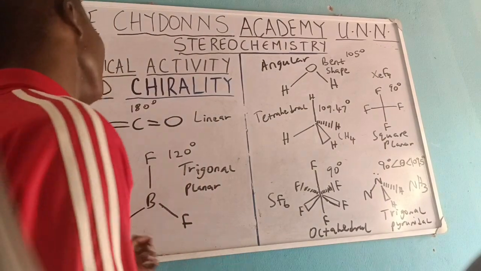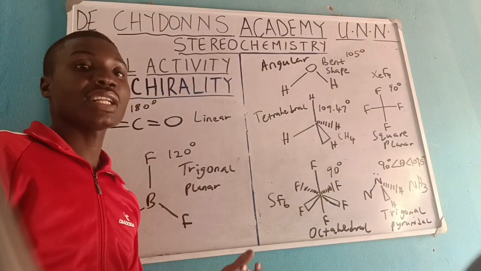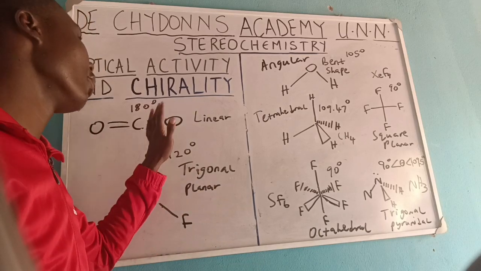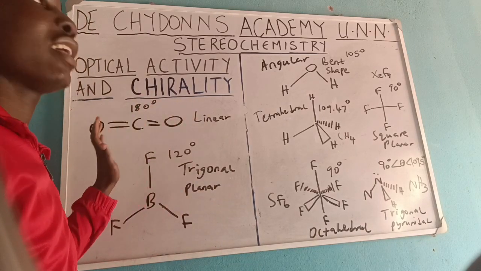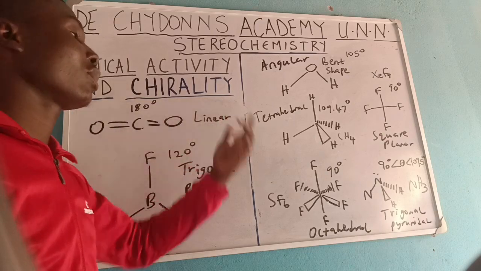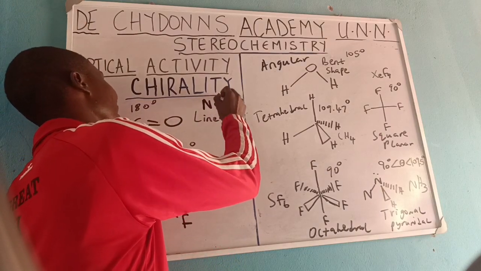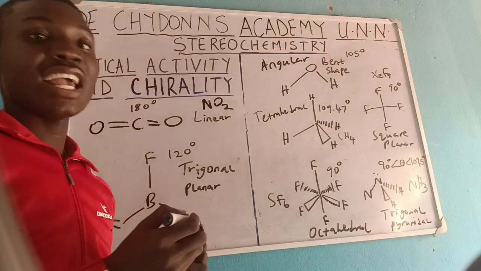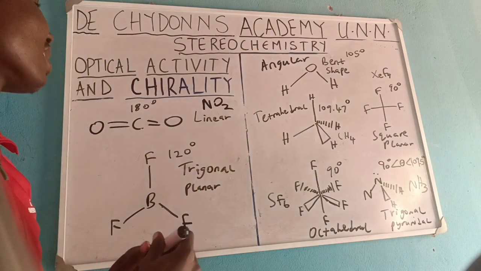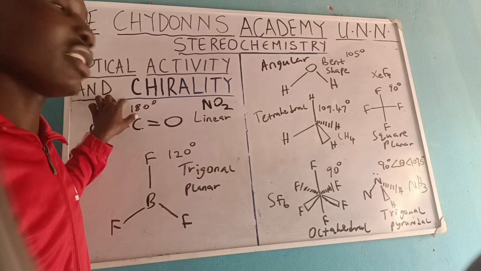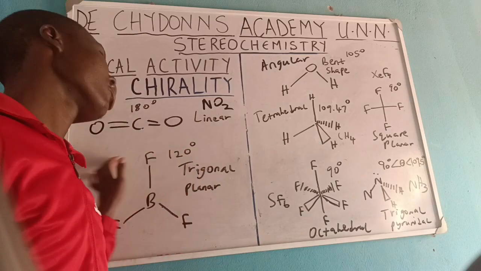Now, linear shape is when you have, let's say, a bond that is connected on a straight line. So an example is carbon dioxide, like this is carbon, double bonded to oxygen, double bonded to oxygen, and it's on a straight line. So we refer to that as linear shape. Another example can be nitrogen dioxide, that's NO2. So it has an angle of 180 degrees because it's on a straight line.